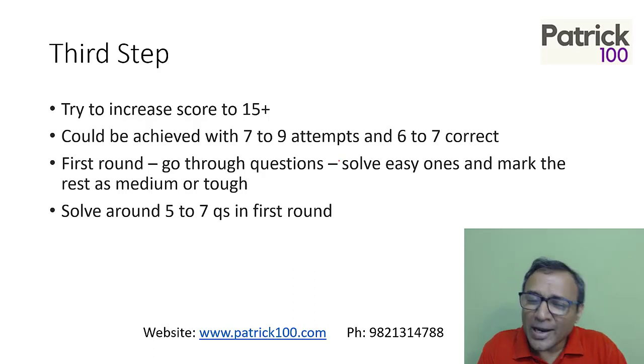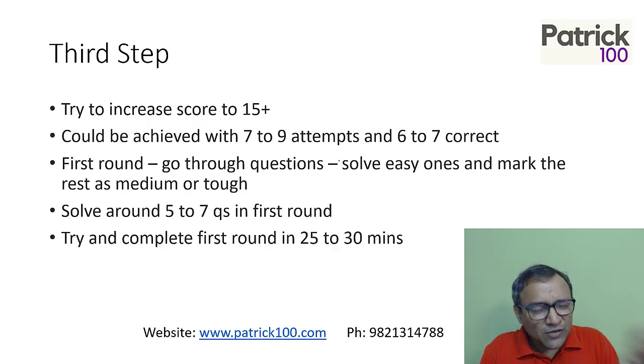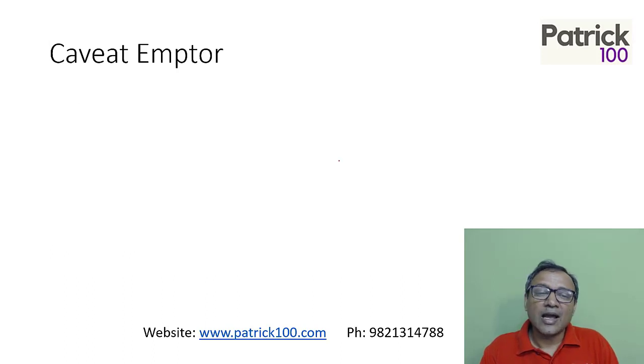In the first round, try to solve only 5 to 7 questions. Don't try to attempt too many questions. 5 to 7 questions in the first round is sufficient. Okay. Try to finish the first round again in 25 to 30 minutes. Next round, medium level sums. Okay. And that's all. But be careful.